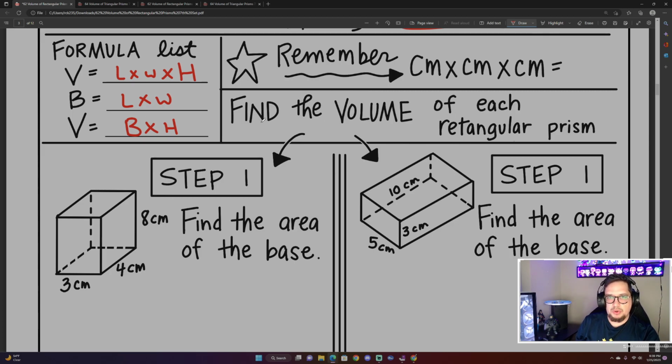Remember, centimeters times centimeters times centimeters is centimeters cubed. Whenever we're finding volume, you're always going to use the exponent 3 because we're multiplying 3 dimensions: length, width, and height, okay? So it's always cubed. When we're finding area, we're only multiplying 2 dimensions, so we're only doing squared, right? So the area is always squared, the volume is always cubed, okay?